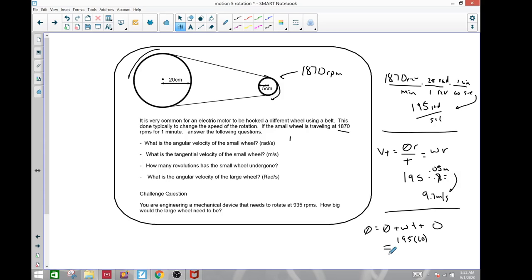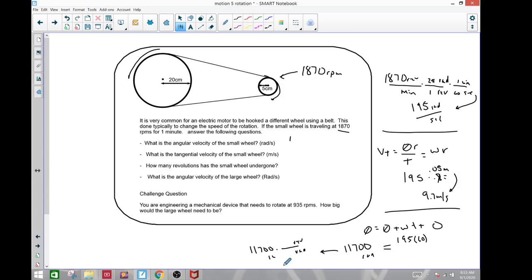195 times 60 is 11,700 radians. All right, so 11,700 radians, and it wants to know revolutions. So let's convert that over to revolutions. 11,700 radians, and get rid of the radians and go to revolutions.